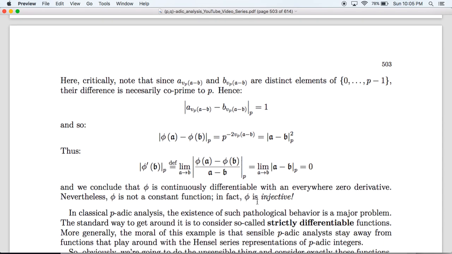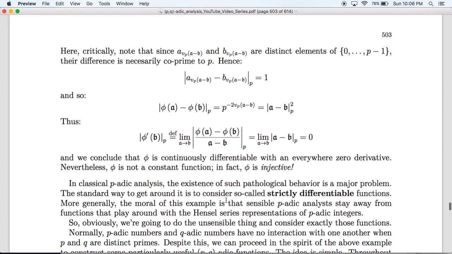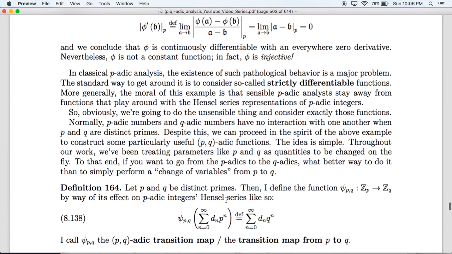In classical p-adic analysis, the fact that such really pathological functions exist is considered problematic, and the standard way to get around it is to consider what are called strictly differentiable functions. Robert's book on p-adic analysis covers this. And more generally, the moral here is that sensible p-adic analysts stay away from functions that play around with the Hensel series representations of p-adic integers. So, obviously, we're going to do the unsensible thing and consider exactly those such functions.